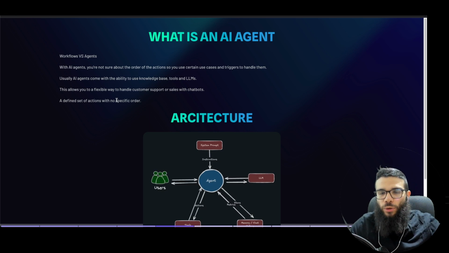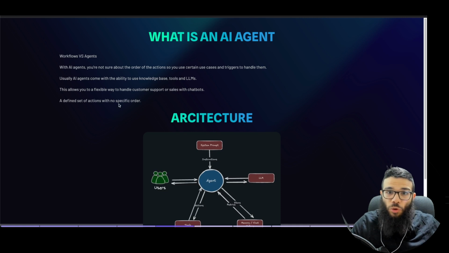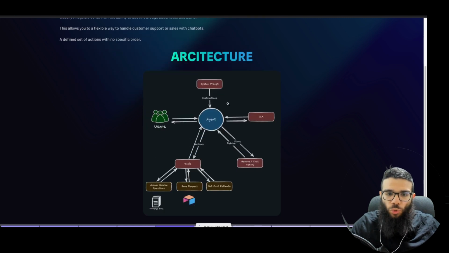So in our chatbot, we know that we want to answer questions, we know that we want to save requests, and we also know kind of the order of it, but maybe we cannot predict the actions of the user. So maybe they ask more questions, maybe they don't want to save the request like we did now in the demo. So with the AI agent, we can handle these non-linear actions pretty accurately and be able to address them.